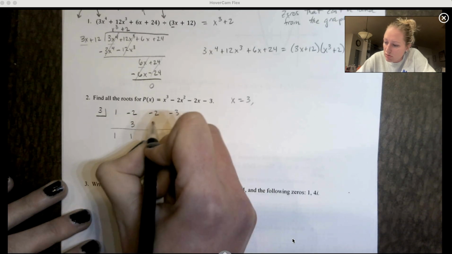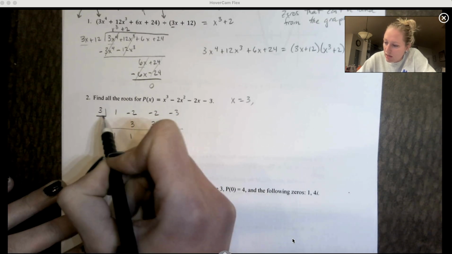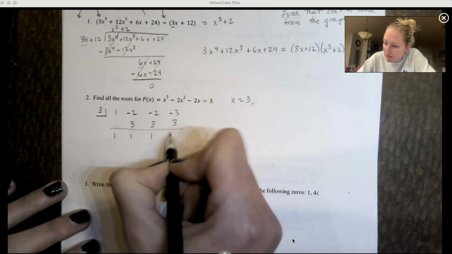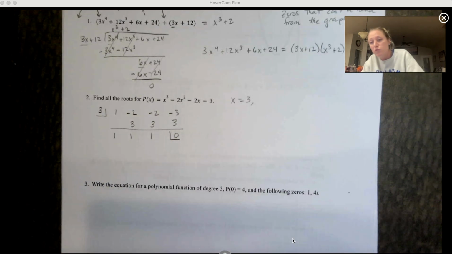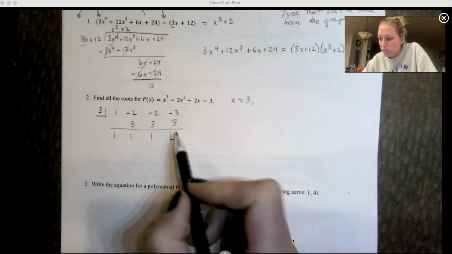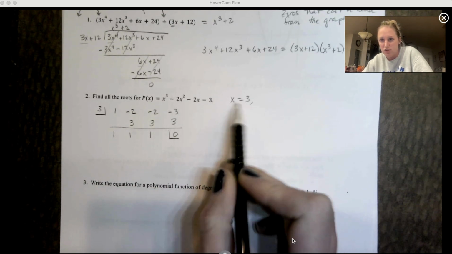3 times 1 is 3. -2 plus 3 is 1. 3 times 1 is 3, and then add the last one. This last number is your remainder. So again, we got a remainder of 0, which we should if this is actually a 0.